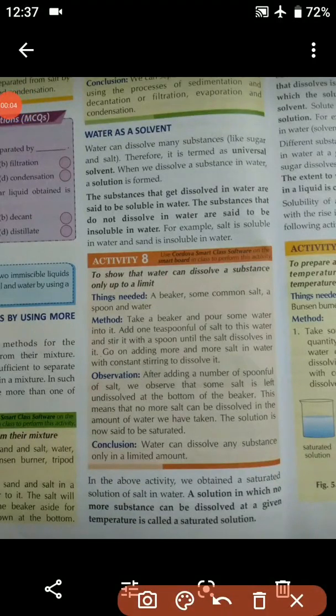So students, we have already started our topic, that is water as a solvent, and we have completed till here. Today we are going to perform activity 8, to show that water can dissolve a substance only up to a limit. So we have to perform this activity in order to show that water can dissolve a substance only up to a limit.